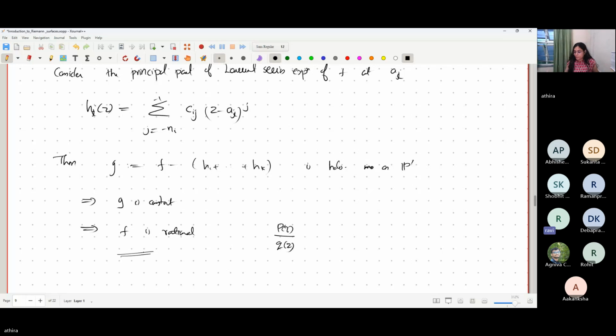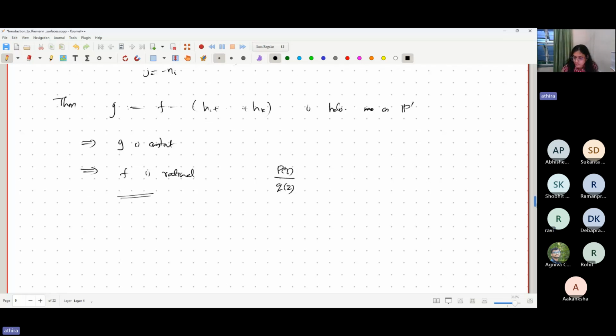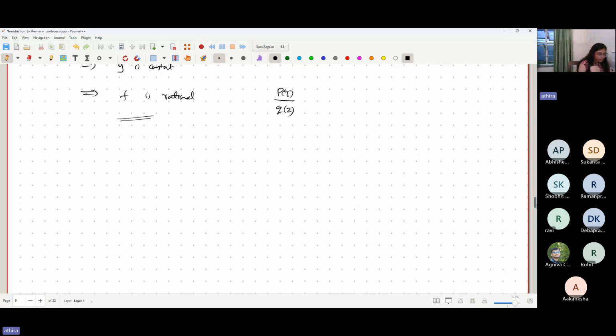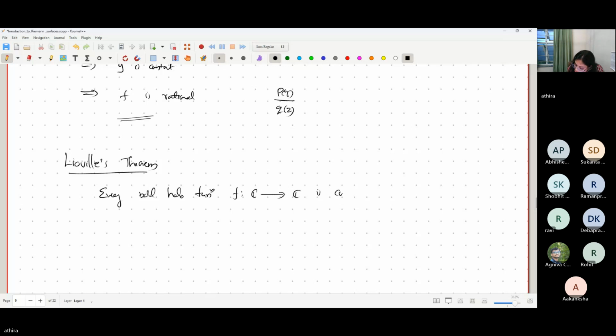Next, I will give a very quick proof of Liouville's theorem and the fundamental theorem of algebra. Using tools in Riemann surfaces, we can also prove these. Let me do it here. This will take very few minutes. Liouville's theorem: a bounded holomorphic function f from C to C is constant.